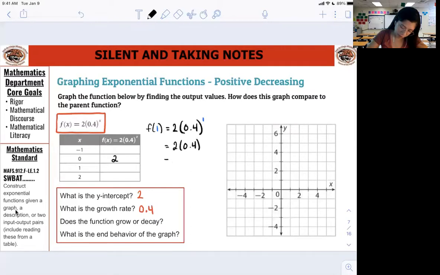And what's 2 times 0.4? 0.8. 0.8, okay. Then I'm going to go ahead and plug in my 2.